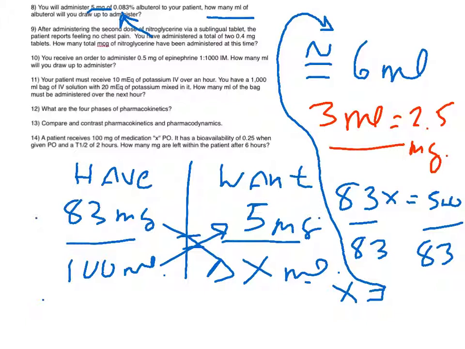And you're safe to do that here as well. So if I have 6 milliliters, that's going to be 5 milligrams. 9 milliliters is going to be 7.5, and so on. So that's just a good conversion factor to throw in the back of your mind.